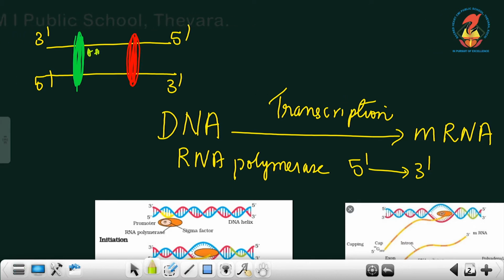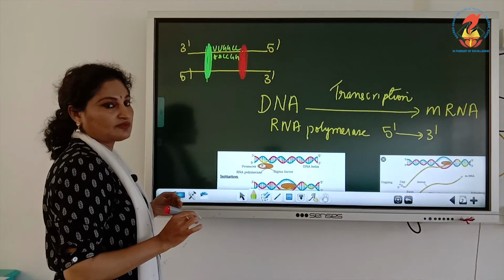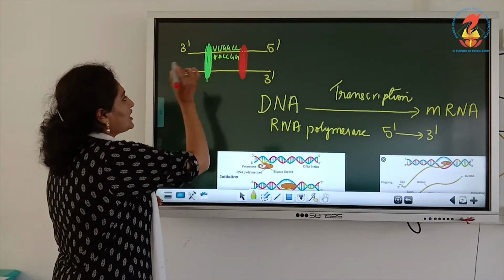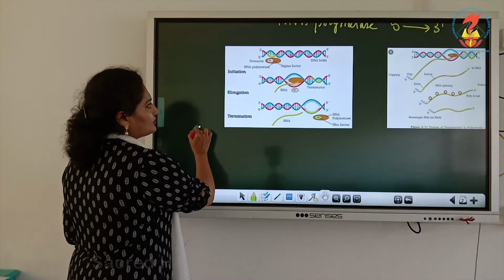So, if here it is AAACCGG, what will be the mRNA that is going to be transcribed? For A it is U, for C it is G, and for G it is C. So, this is going to be the mRNA that is transcribed with the help of the enzyme RNA polymerase. So, we are going to see how this transcription occurs with the help of this enzyme.